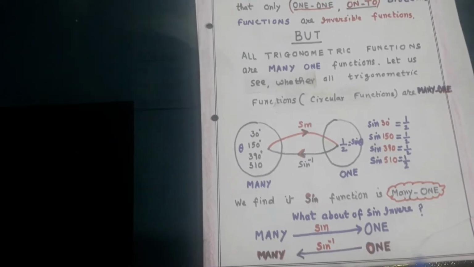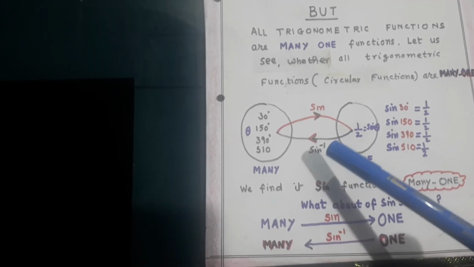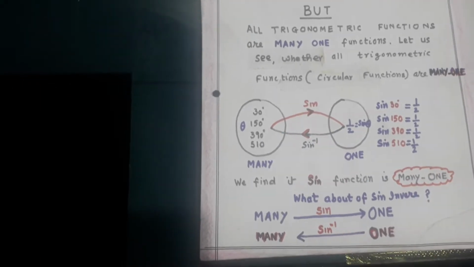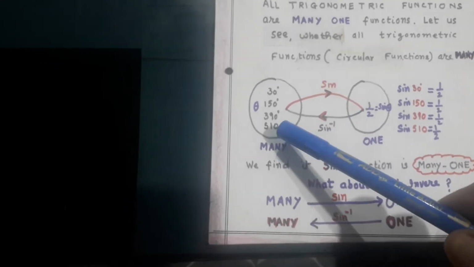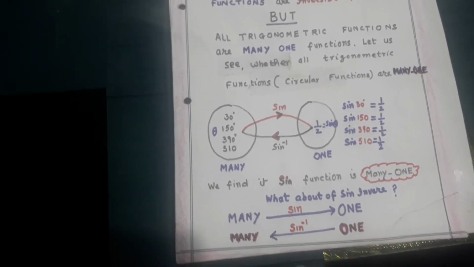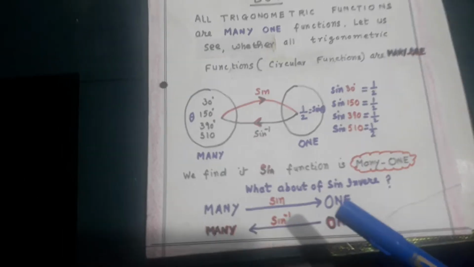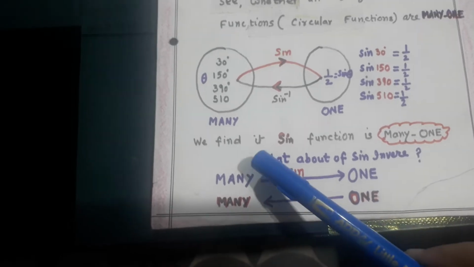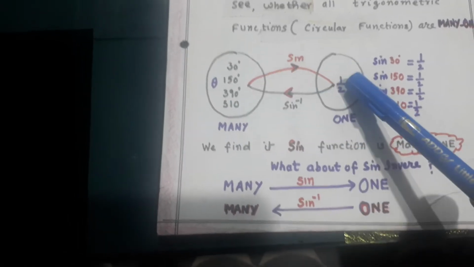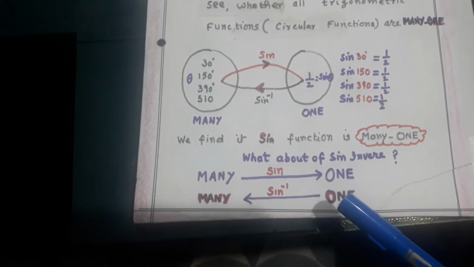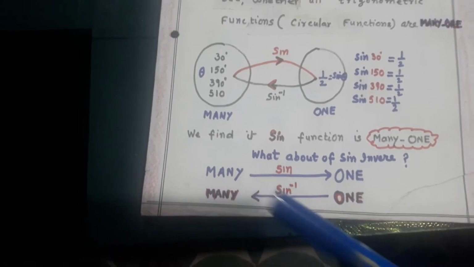30 degree. Sine inverse 1 by 2 gives you 150 degree. Sine inverse 1 by 2 gives you 390 degree. Sine inverse 1 by 2 gives you 510. So it is 1 many, but 1 many is not a function. So what you find here, sine is many one, and sine inverse is 1 many.